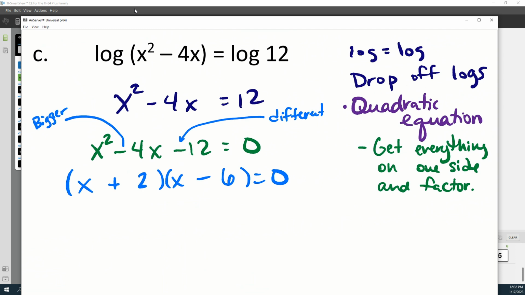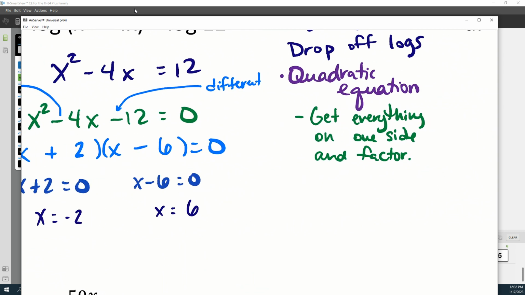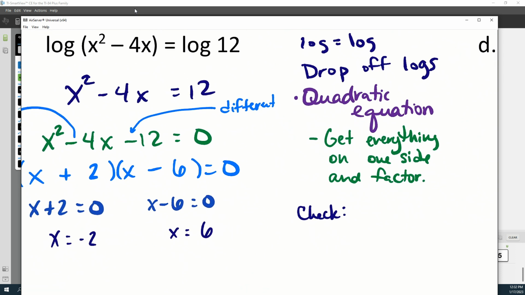All right. So hopefully that's not as confusing as it was the first time you learned it. So that means that either x plus 2 is equal to 0 or x minus 6 is equal to 0. And so that gives us two answers, possibly two answers. Possibly only one of them will work. All right, so I'm going to put them into the original problem.